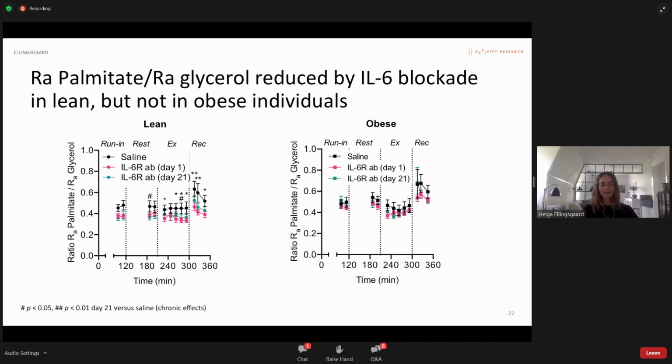The ratio, on the other hand, is unaffected by IL-6 receptor blockade in the obese group. And this is because IL-6 receptor blockade slightly reduces both the lipolysis, but also the release of palmitate.